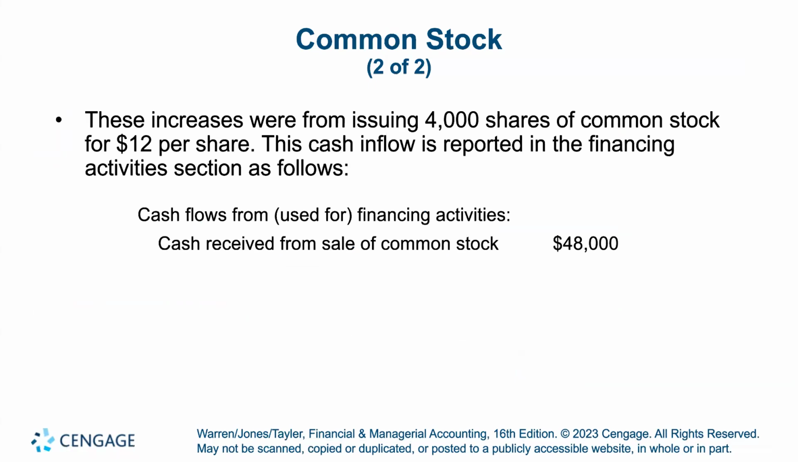Okay, so same thing here. Common stock, we issue 4,000 shares of common stock at $12 per share. So 4,000 shares times $12 a share is $48,000. So we'll have an increase to cash of $48,000, and that will go in the financing section.